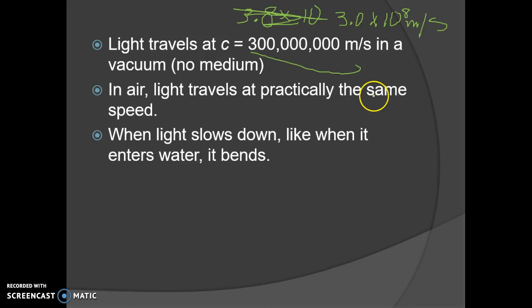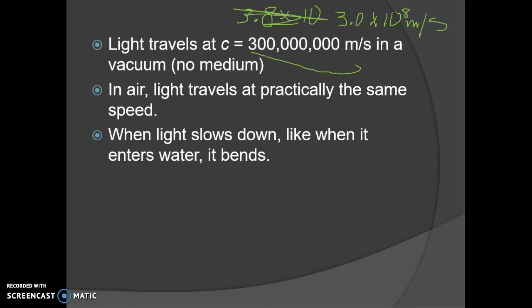All right, in air, light travels at practically the same speed because there are very few collisions with the air particles. Because it's a gas, the particles are spaced so far apart. However, when it hits another medium, such as a liquid or a solid, it's going to slow down. And when it slows down, it's going to bend.